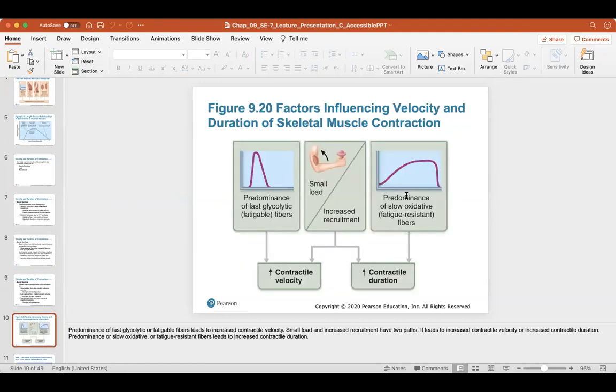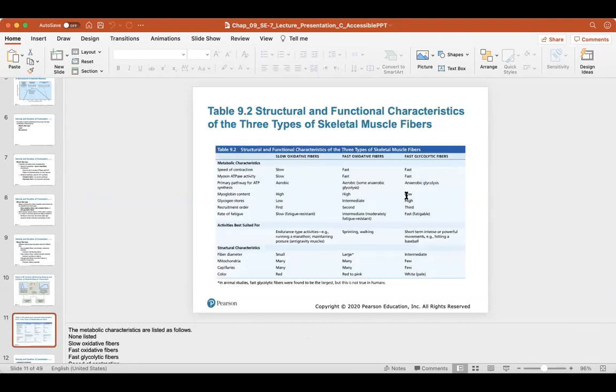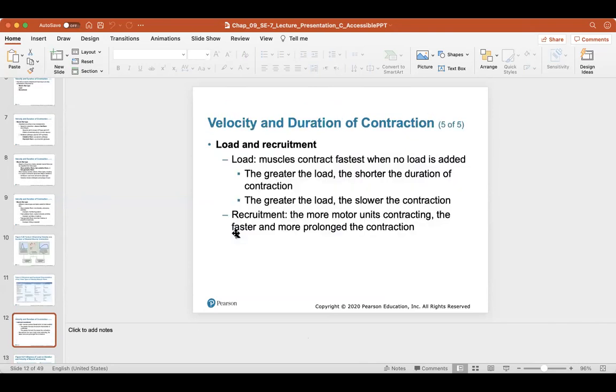So here's a look at different factors influencing velocity and duration of skeletal muscle contraction. And this is a great chart to review slow and fast oxidative fibers and fast glycolytic fibers, their metabolic characteristics, the activities they're best suited for, and structural characteristics.